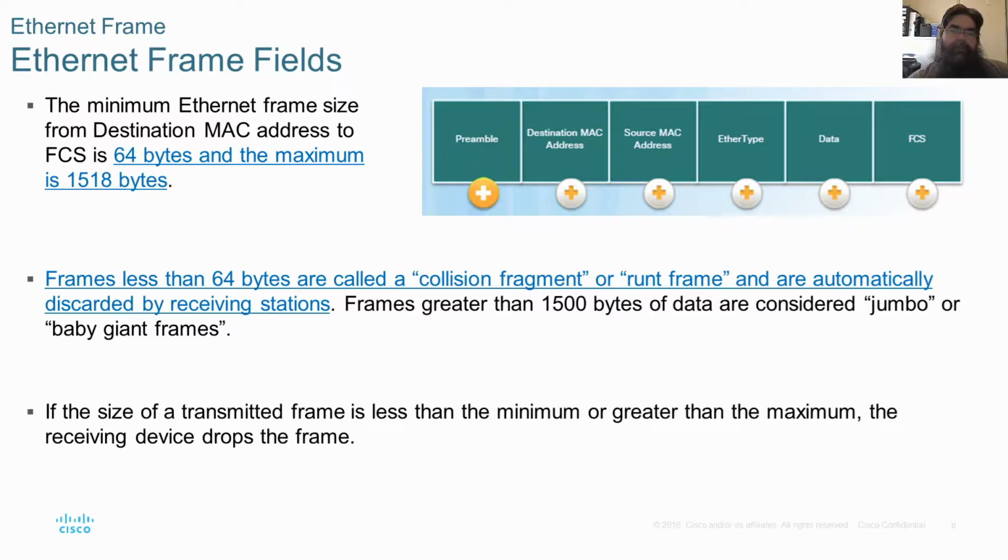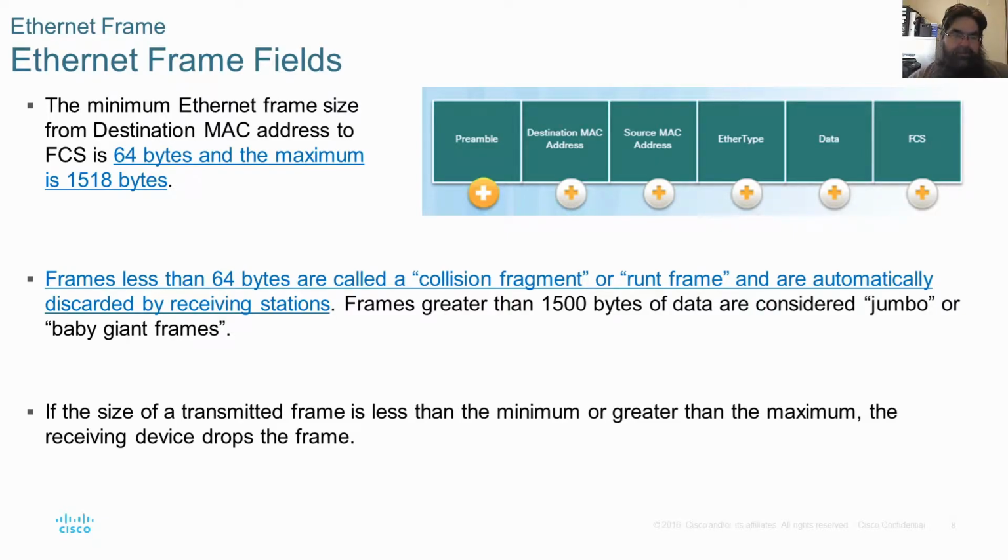So the frame is made up of various components, preamble being the start, then the destination and the source address, the type of Ethernet, which basically tells it what protocol it's working for, the data or the payload that it's transporting, and the checksum at the end.